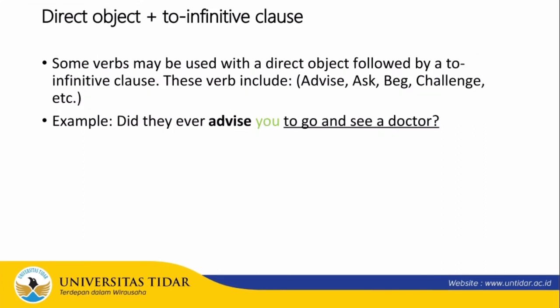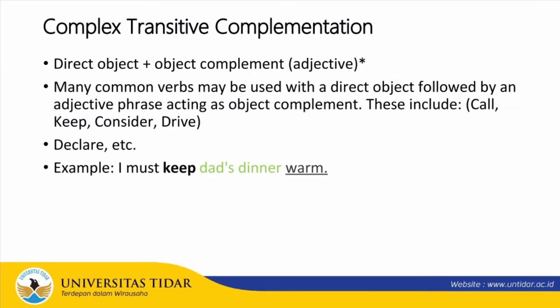The next is about direct object plus to infinitive clause. Some verbs may be used with a direct object followed by a to infinitive clause. These verbs include advise, ask, beg, challenge, etc. And the example: did they ever advise you to go and see a doctor? And the next is complex transitive complementation.